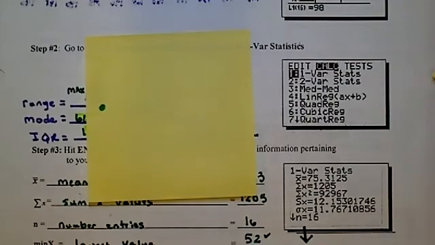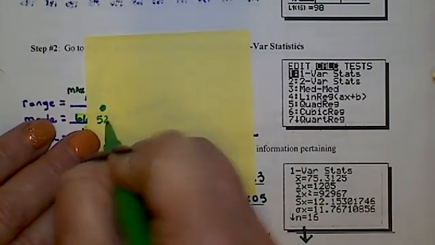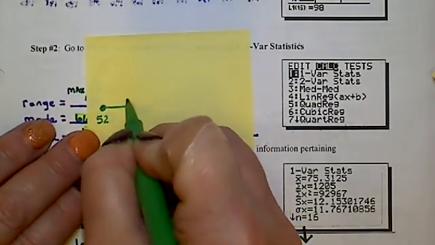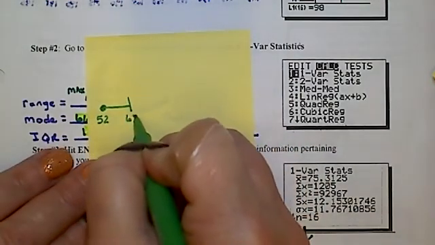So this is going to go from least to greatest. So your lowest value we said was 52. Then we have Q1, which is 67.